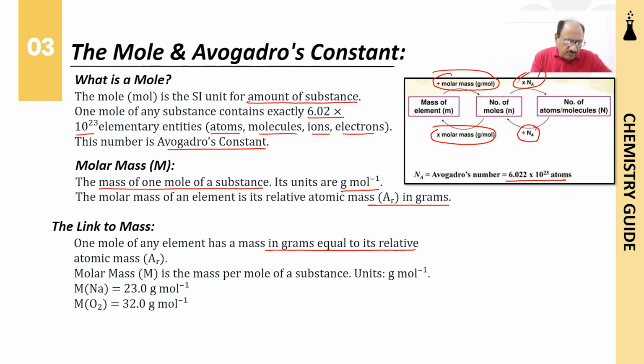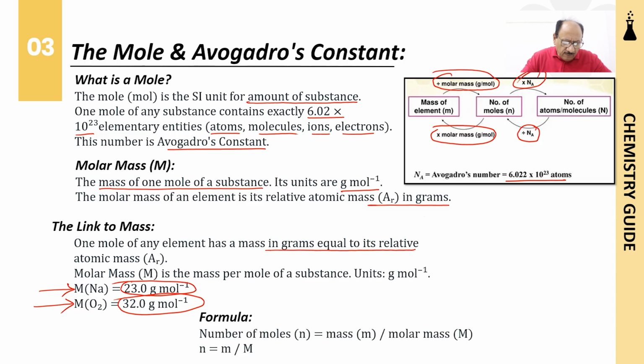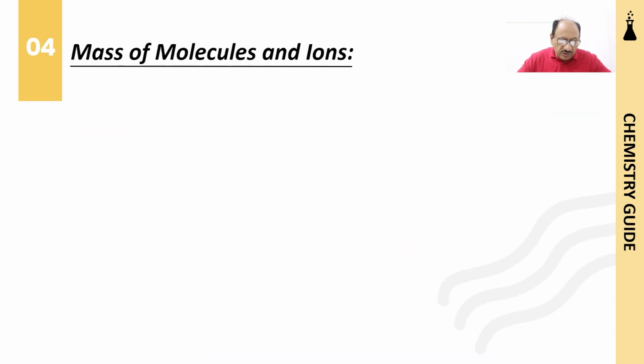For example, sodium, from the periodic chart you can check, has mass 23. So 1 mole of sodium will have 23 grams per mole. And similarly, oxygen O2 will have 32 because O2 is 16 plus 16. So O2 will be 32 grams per mole. So the formula is what? The formula for number of moles: n is equal to mass m divided by the molar mass M. So n is equal to m over M. This is what we need to keep in mind.